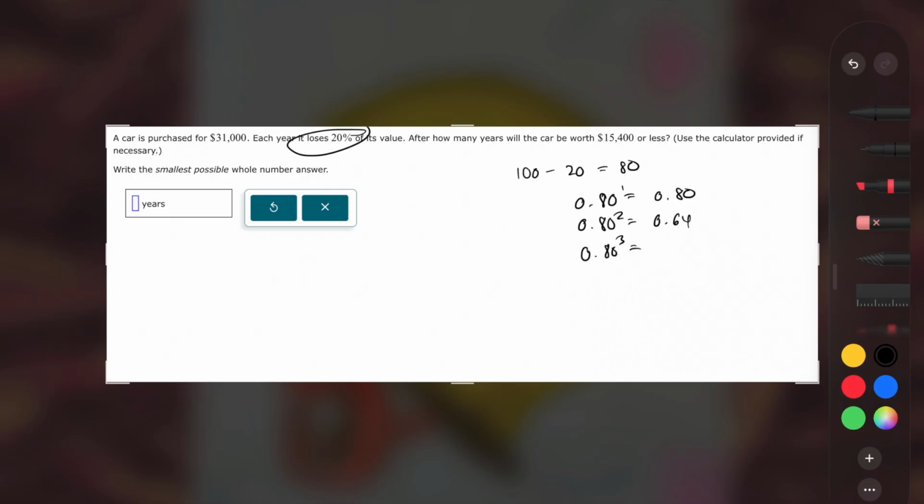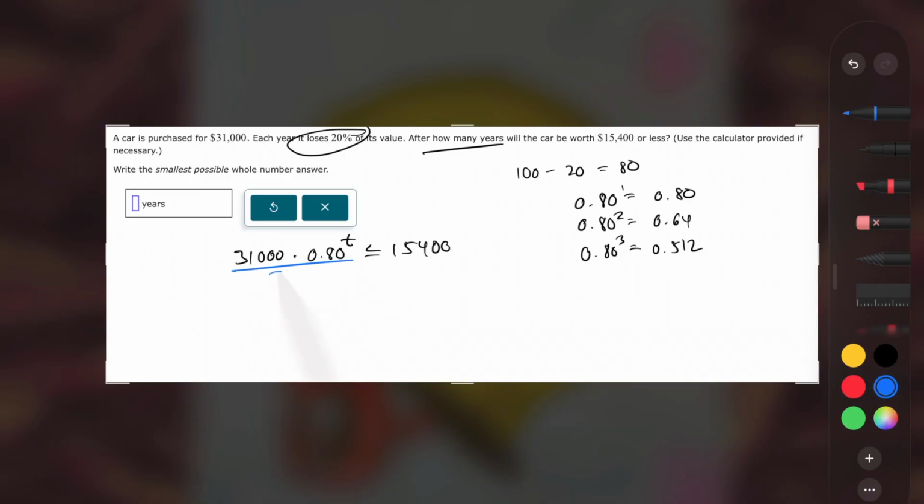0.80 cubed, 0.8 to the third power. Now it's worth 51%. So it doesn't lose 20% of the original value every year. It's losing 20% of the value of its cost that year. Okay. So if I did 31,000 times 0.80 to the t, because we're trying to figure out how many years, and we want to know when it's going to be less than or equal to 15,400.